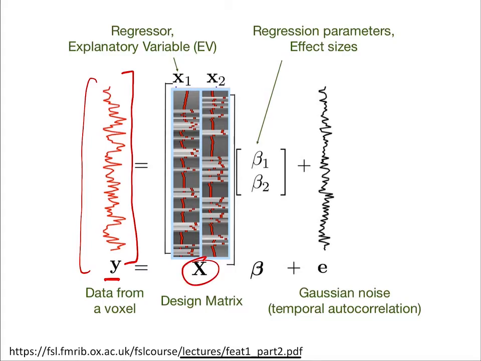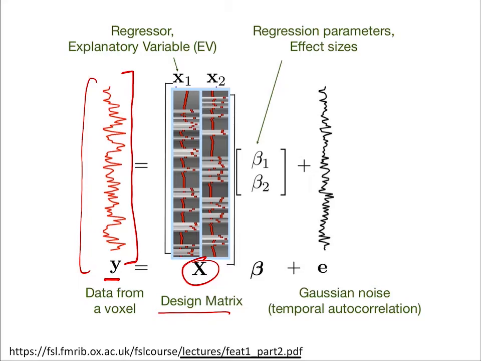This is my design matrix. The design matrix basically encapsulates everything about my experiment. In this case, it's capturing the response to event 1 and event 2. And so typically, each column in your design matrix is going to be responding to each stimulus type.